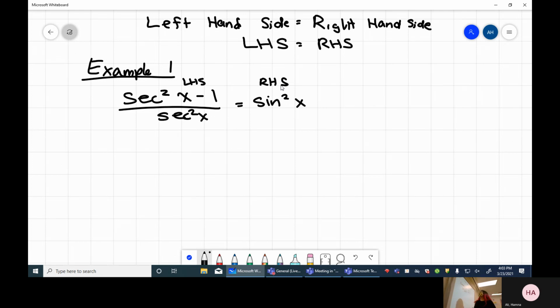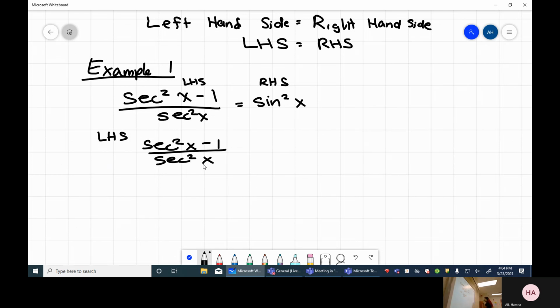Another important thing is to start on the side that looks more complicated, right? I have sine squared x on the right-hand side. I could rewrite that as 1 over cosecant squared x, but that's probably not going to get me anywhere. I might go a little bit in circles. But the left-hand side of this equation looks a little bit more complicated, so I can probably simplify it down to sine squared x. So we're going to start off with that. I'm going to write down the reasons why I'm simplifying at each point in this one, but as we go further on, I might start skipping over that. So let's start off with just the left-hand side rewritten.